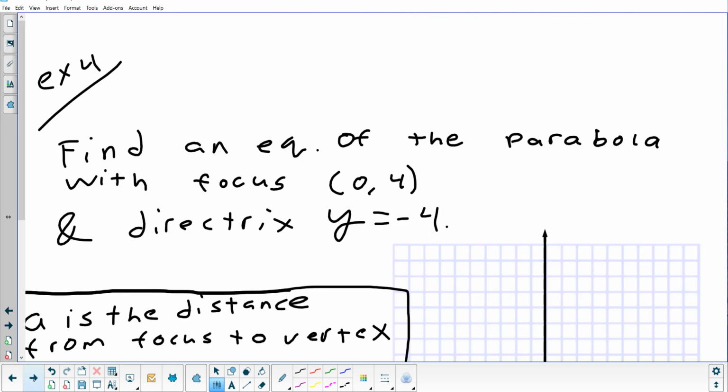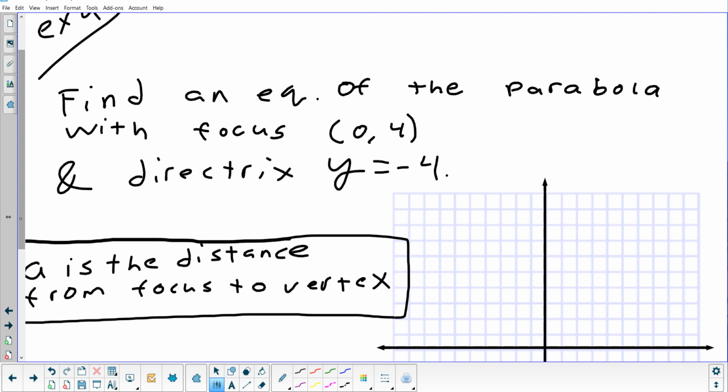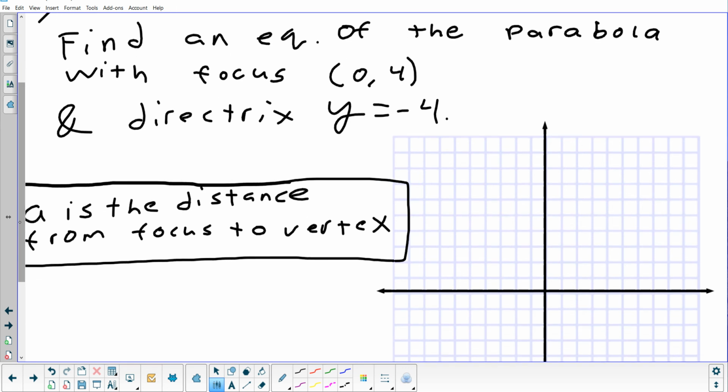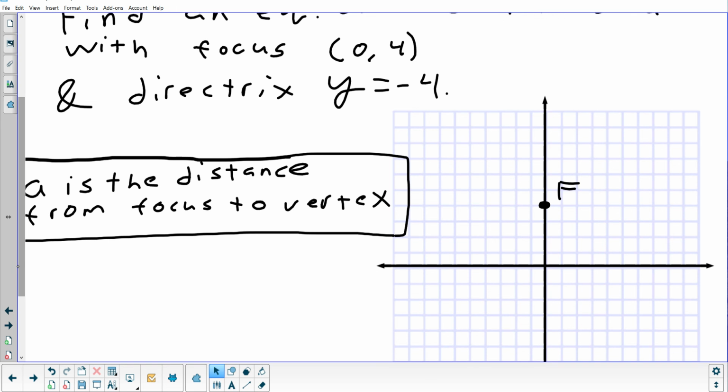Okay. I already told you what's in this box. We wrote that down earlier. I'm just reminding you again. Okay, so find an equation of a parabola with the focus at 0, 4. Okay, I'll write that down. There's my focus. And the directrix is y equals -4.